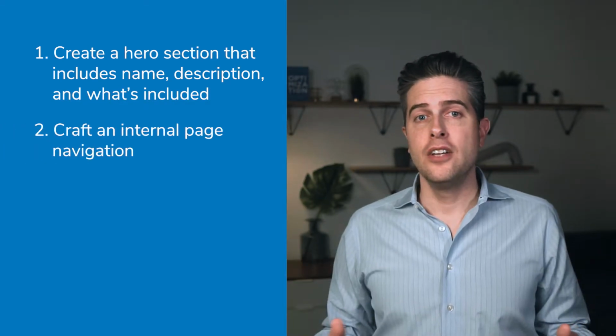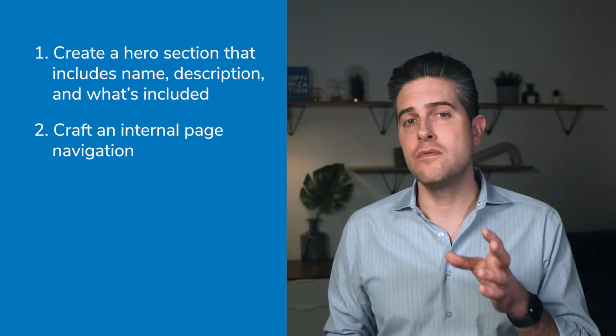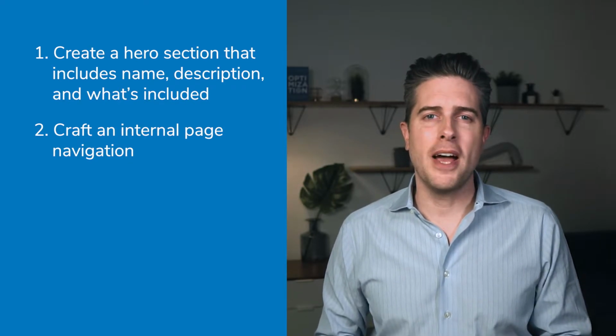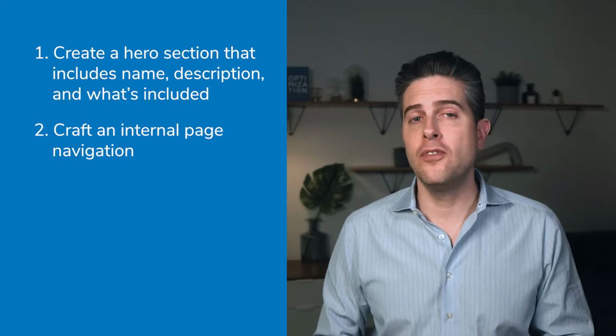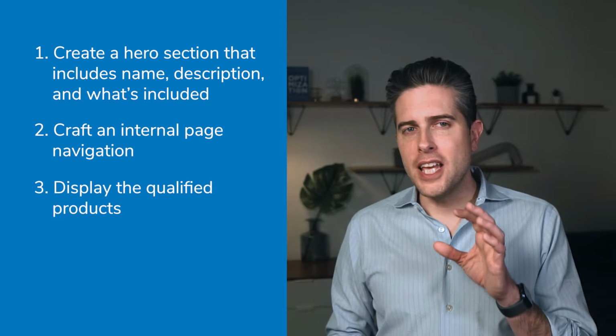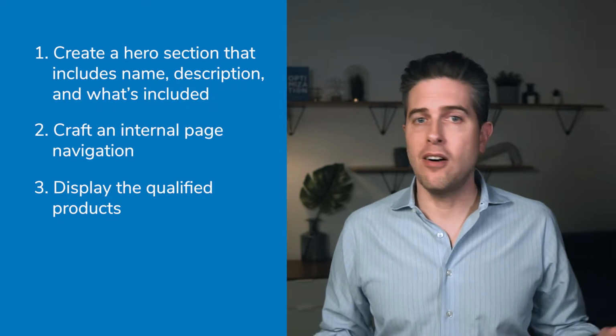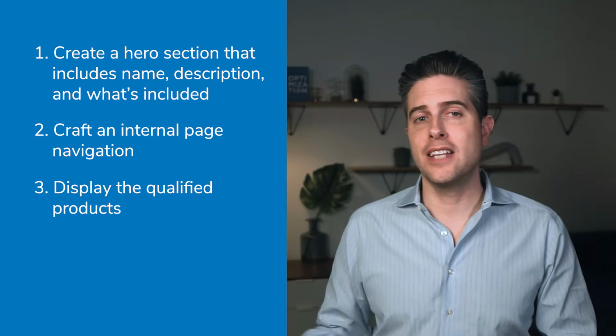Next, you'll want some kind of internal page navigation that allows users to sort their results by a handful of criteria that are helpful and intuitive to them. Finally, you'll want to display the individual products that exist within the category and meet all the criteria that the user has selected. And that's it. That's the foundational formula for a high-performing category page. If you've got that covered, great job. Now it's time to move forward with more advanced topics.